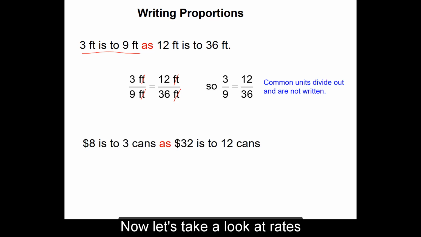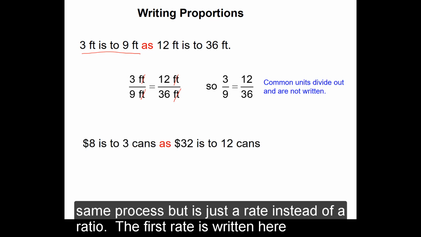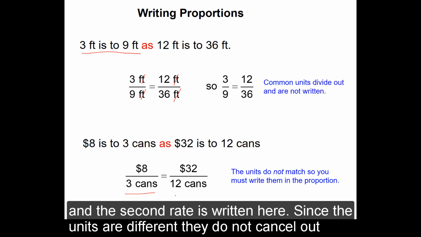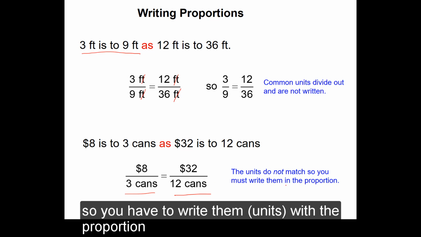Now let's take a look at rates. Same process, it's just a rate instead of a ratio. So I'll just go ahead and click here. We can see that the first rate is written right here, and the second rate is written right here. Since the units are different, they do not cancel out, so you have to write them with the proportion.